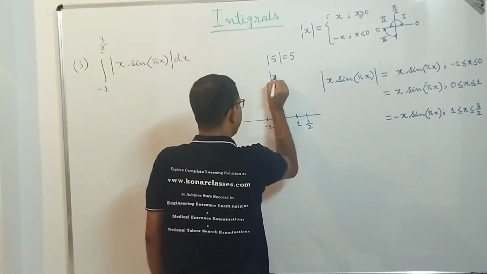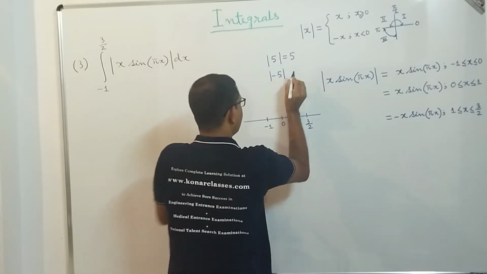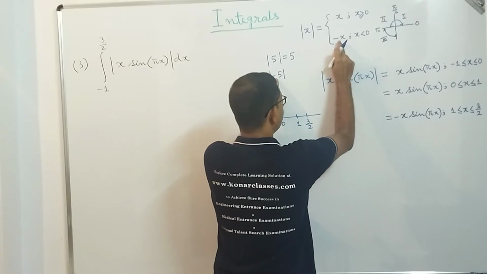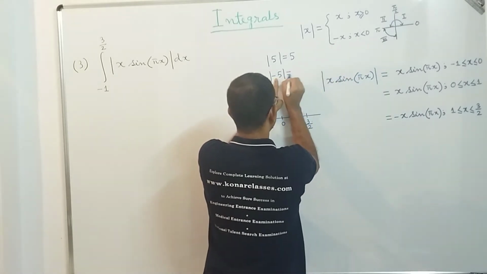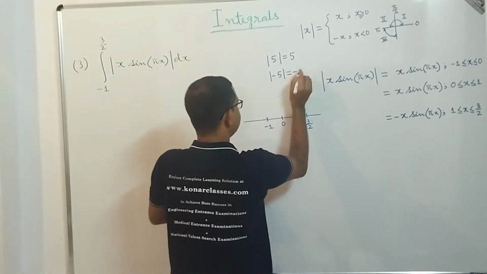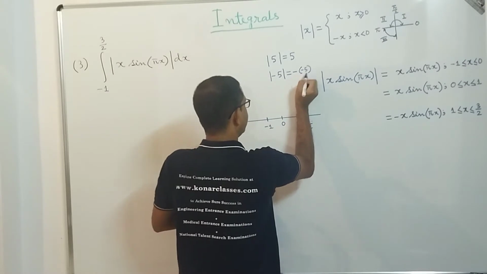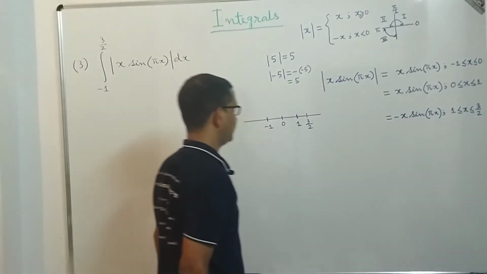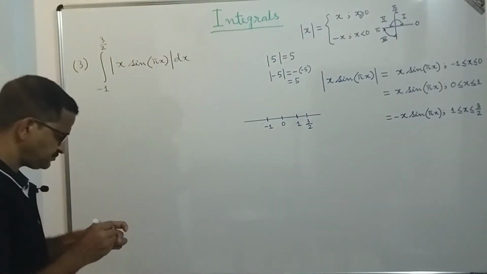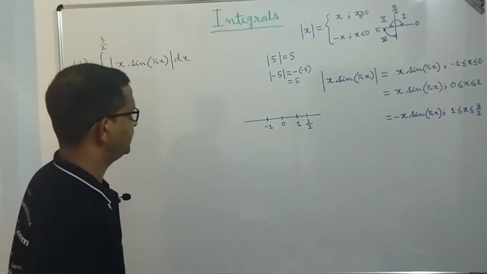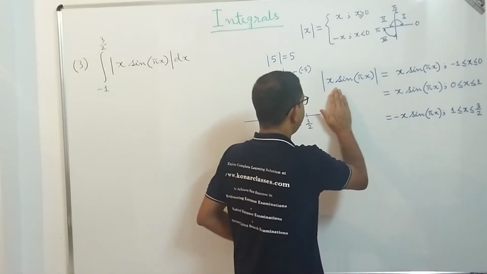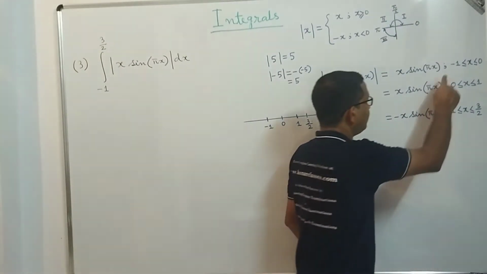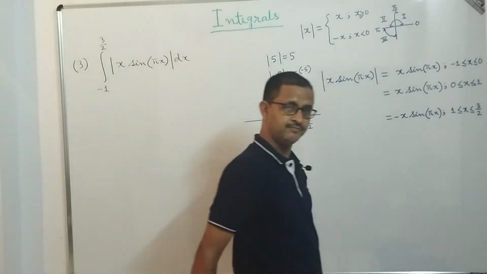But what is the value of mod of -5? Mod of -5 means x is -5, where x is less than 0, so we take this branch. So minus of x, and x is -5, so minus of -5 is equal to 5. So from that concept we are writing like this. So what we get is that mod of x sin πx equals x sin πx when x is from -1 to 1.